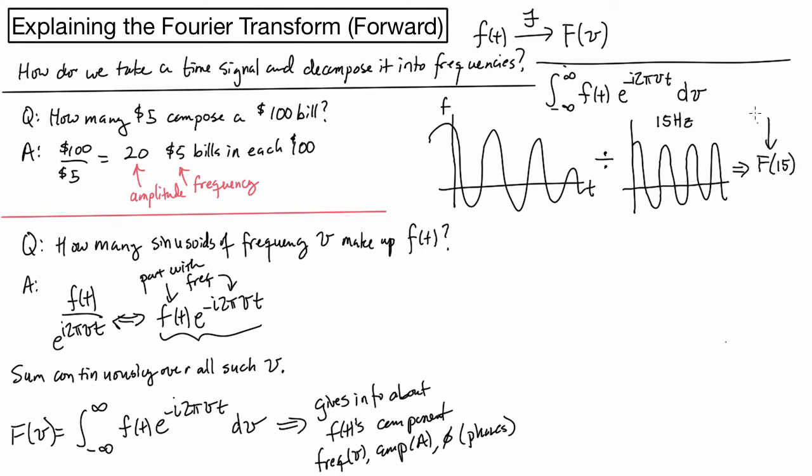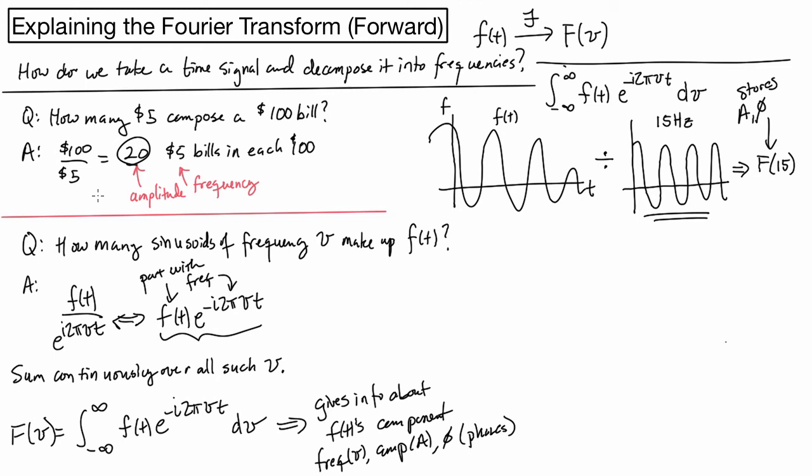This stores the amplitude and phase needed to replicate that part of f of t which is like a 15 hertz wave. So it's storing not only the fact that there are 20 $5 bills that are needed, it's storing what the offset is in terms of the representation. So that briefly describes the picture.